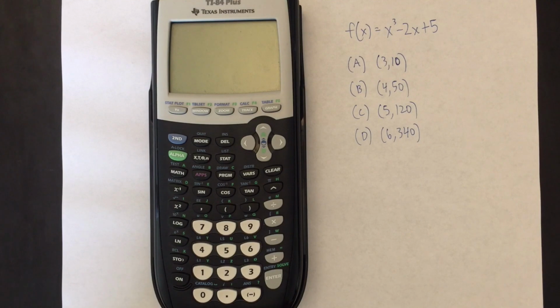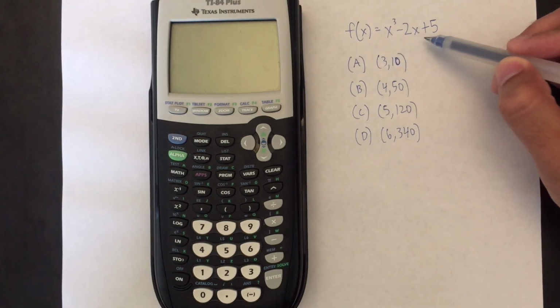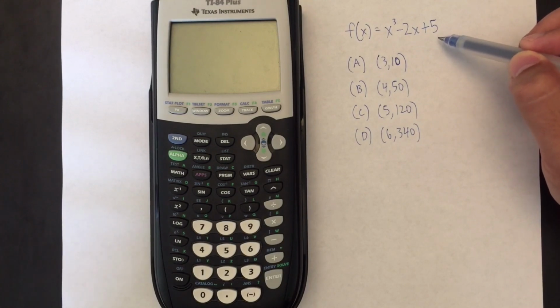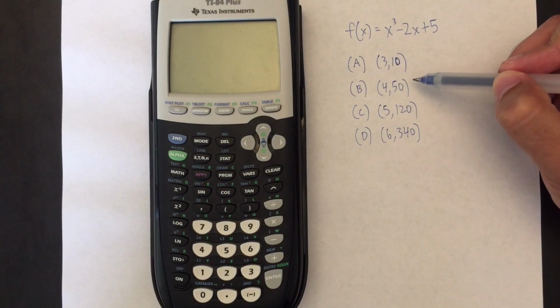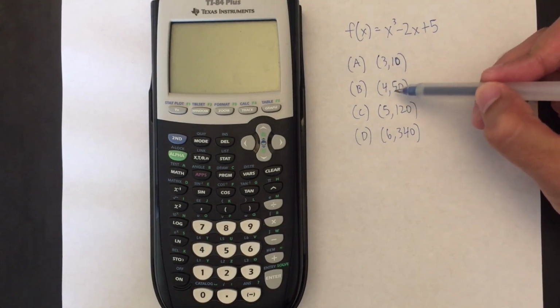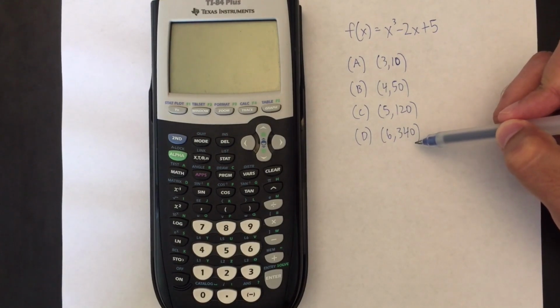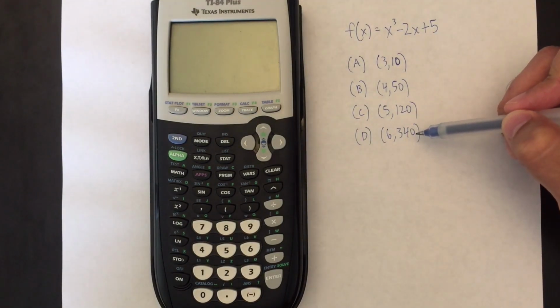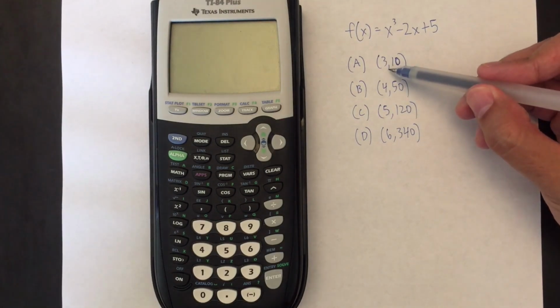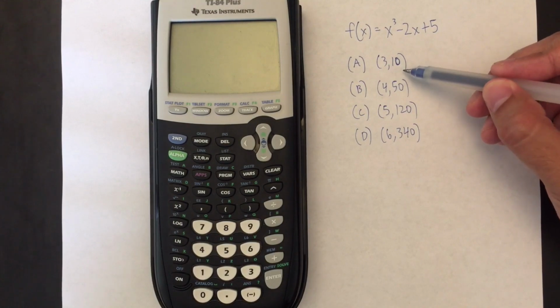So let's say that we have a function f of x equals x cubed minus 2x plus 5, and the question is asking us which of the following points lies on the graph of f of x. We have (3, 10), (4, 50), (5, 120), (6, 340). Now this is actually a pretty simple question. All we have to do is plug in each of these x coordinates into f of x and see if we get the corresponding y coordinate. And if it does, well, there's our answer.